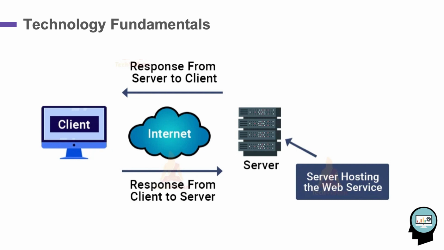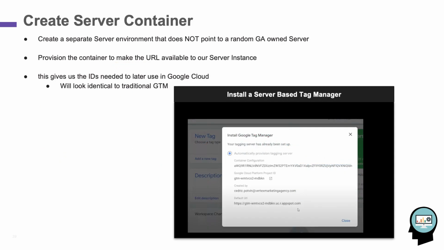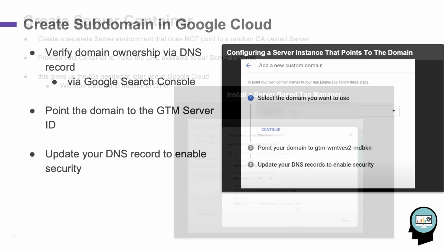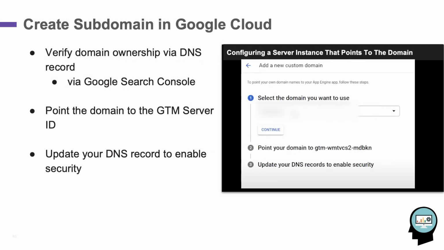Most of the folks in this room are pretty familiar with clients and servers, so I'll just save this slide for you. Basically, assuming you've got your cloud instance set up within Google Cloud, you'd start by creating a server container in your Google Tag Manager that would host your tag manager. These are pretty simplified steps. Then you would verify your domain DNS so that you are allowed to interact with your GTM container.